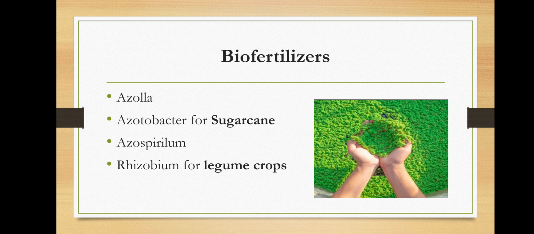And next, Azotobacter is especially for sugarcane. Azotobacter will fix nitrogen in sugarcane crops very well. And Azospirillum and Rhizobium are especially for legume crops. What are legume crops here? They are nitrogen fixing Fabaceae family members. They fix the nitrogen themselves. Rhizobium is especially for legume crops only, not for other crops. They fix it by the nodulation process. This is the main thing to remember.